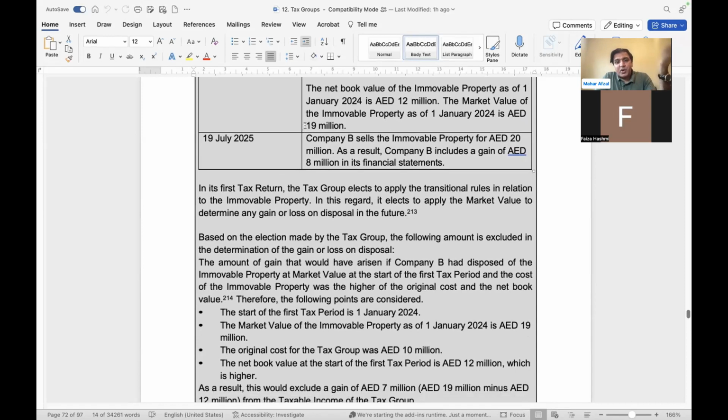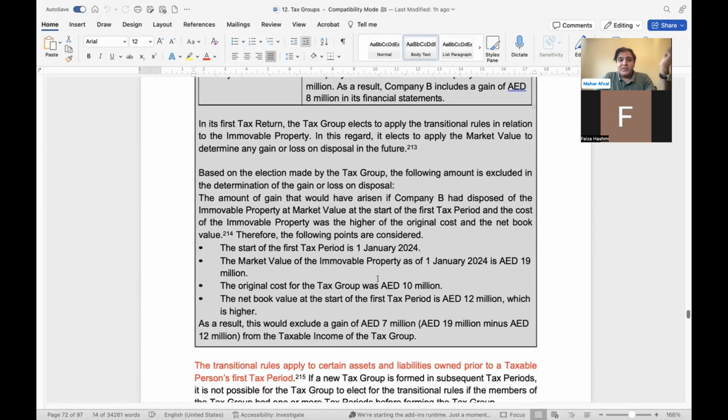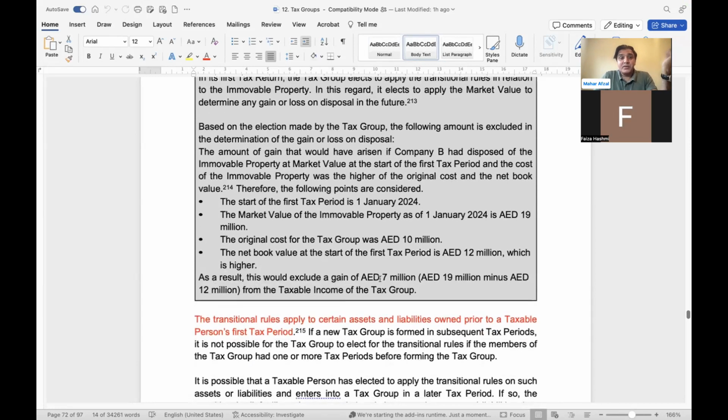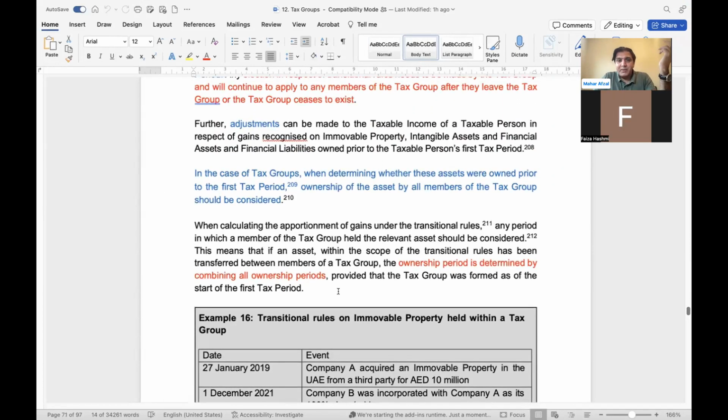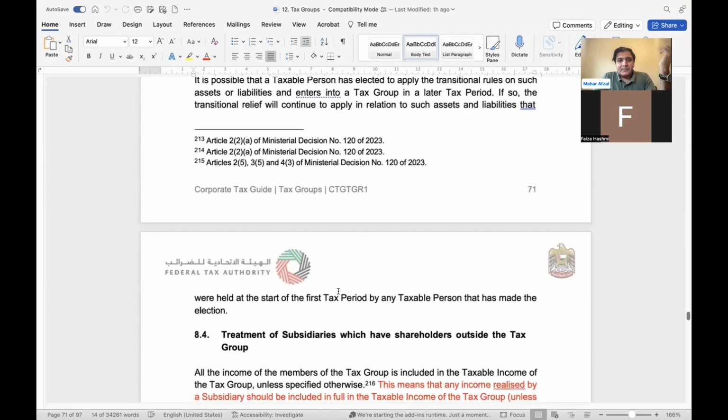In this fair value, how much is the gain that pertains to the non-tax era, the previous period, where the book value was 12 million and market value was 19 million? The difference is 7 million. They need to exclude that 7 million because this gain is not subject to tax. It needs to be eliminated, removed. And this decision will be taken, as I mentioned earlier, at the overall group level.